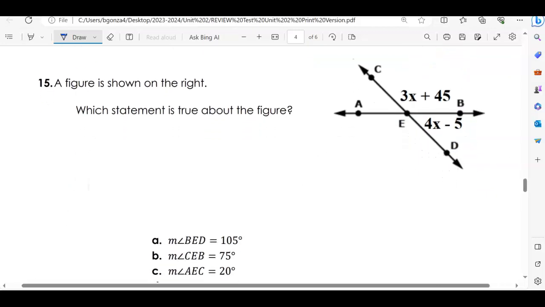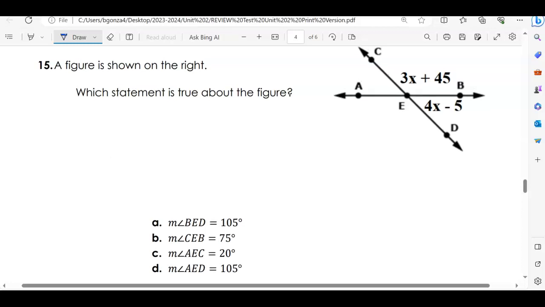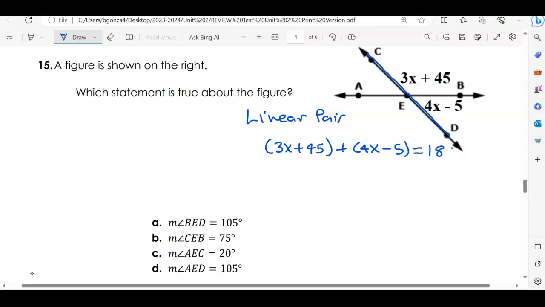15. Okay, what's true about this figure off to the right? Now notice all the answers are degrees, so I'm going to have to figure out x and then plug it back in. Okay. So this is a linear pair because they're right next to each other. Right? They make a straight line of 180. So I'm going to add these up. 3x plus 45 plus 4x minus 5 equals 180. Since x's are on the same side, I'm going to combine like terms. 7x. Take these constants, combine like terms, get 40.